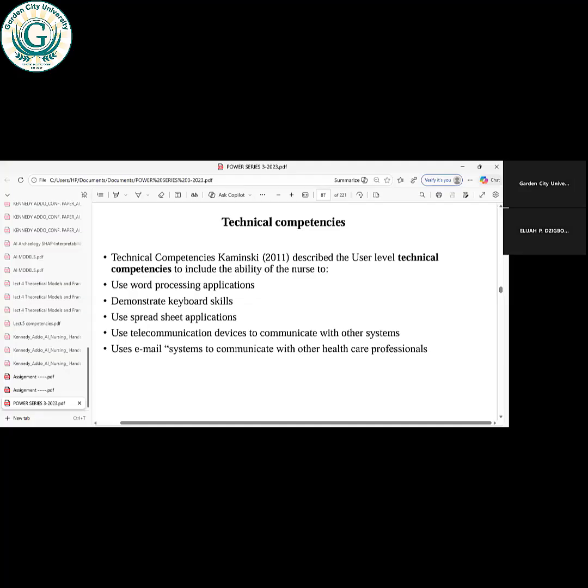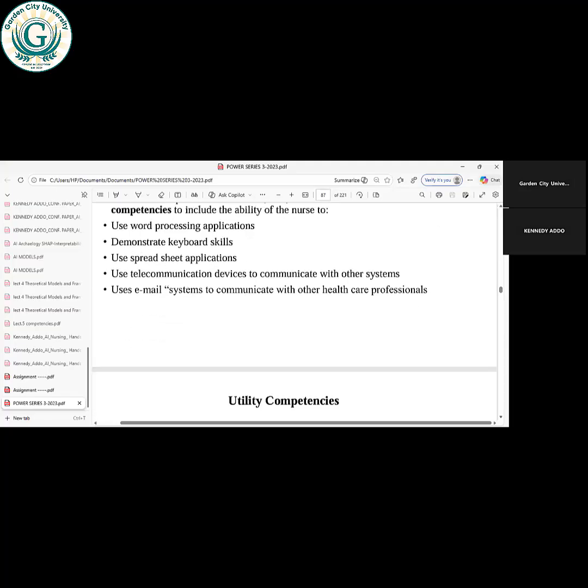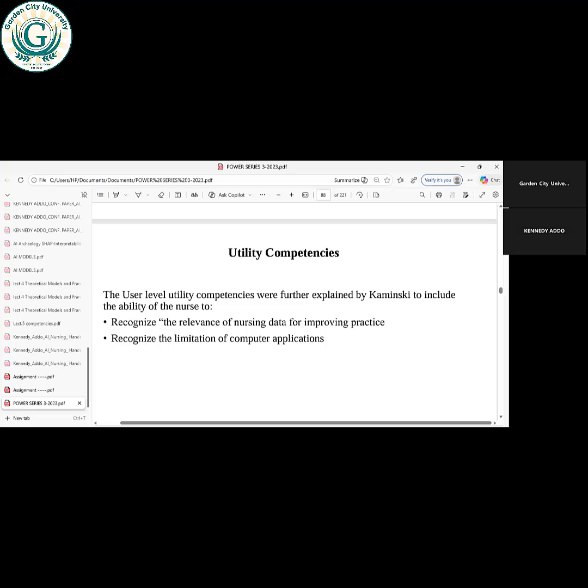Okay, so we are going to move on to utility competencies under the beginner level. You should be able to use the technology or information system in a professional context. In order not to get you bored, that is the reason why I've reduced these core traits into just two. You should be able to recognize the relevance of nursing data for improving practice.